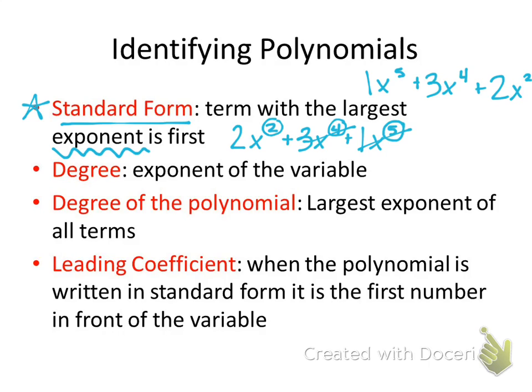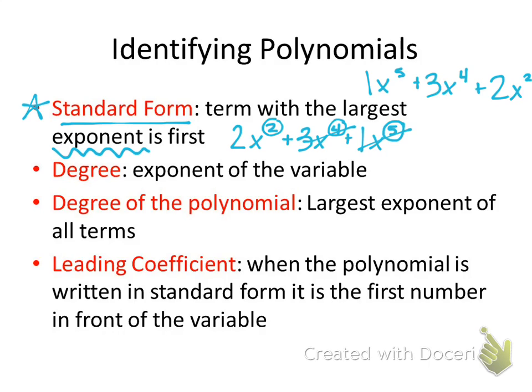Now the degree is just talking about your exponent. So when I say, okay, what is the degree of 1x to the fifth power? All that you're going to say is, oh, the degree is 5 because the exponent is to the 5th power. Okay?